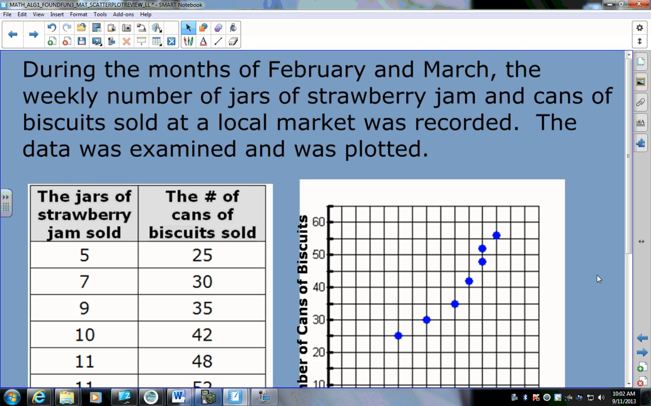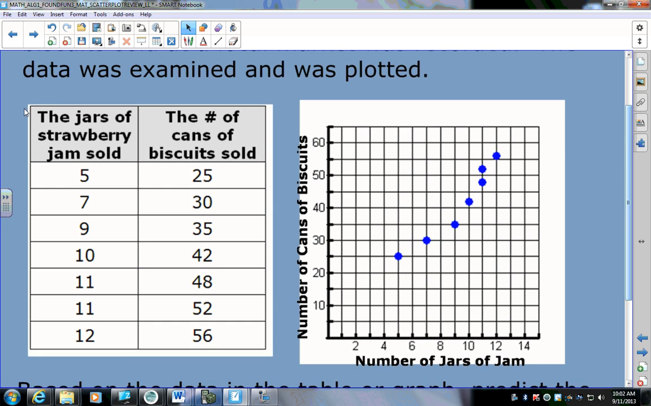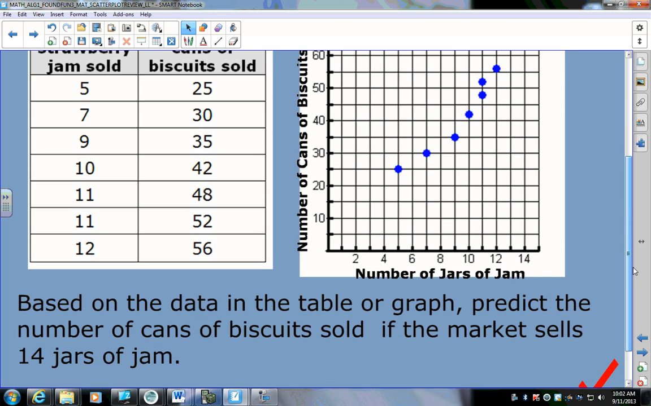Another thing that you're going to have to be able to do is this. You're going to have a problem with a table and a graph, and it says during the months of February and March, the weekly numbers of jars of strawberry jam and the cans of biscuits sold at a local market was recorded. The data was examined and plotted. Okay, so it gave us their data, and they plotted the points by hand. It says based on the data in the table, predict the number of cans of biscuits sold if the market sells 14 jars of jam.